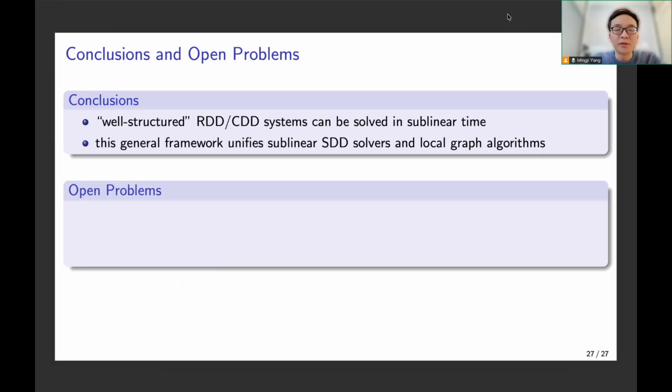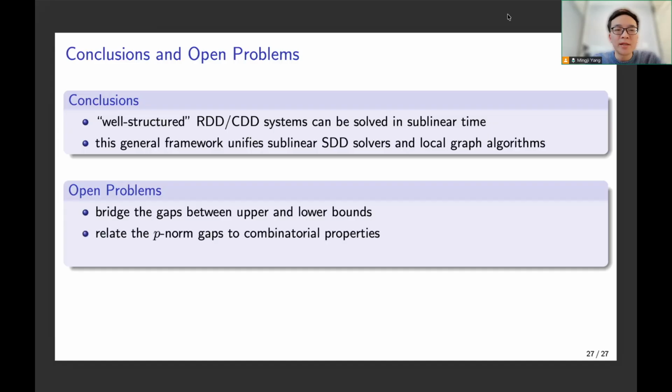In this direction, there are still some open problems. The first one is, of course, to try to bridge the gaps between the known upper and lower complexity bounds for solving these systems. The challenge is that the complexity bounds may contain many quantities depending on both the system and the error measures. The second, both interesting and important, problem is to try to relate the p-norm gaps to the combinatorial properties of the systems, since they are generalizations of the spectral gap.